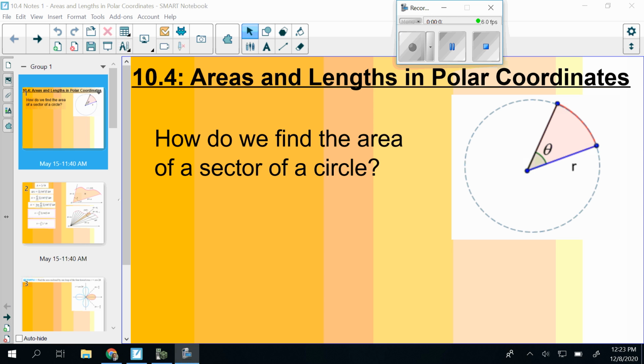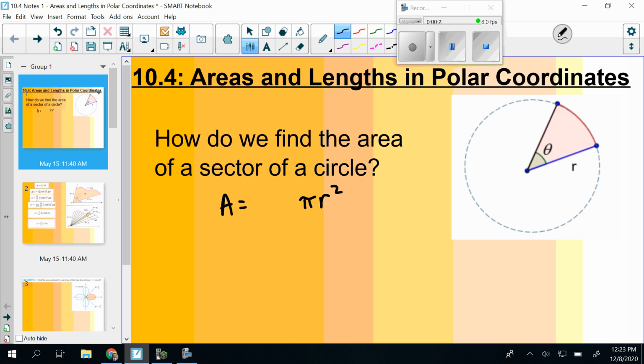We're going to talk about how you find area in polar form. So to start with, we're going to go back to a circle. If we have a circle and we want to find the area of a sector of that, what do we do? Well, we know how to find the area of a whole circle. Area of a whole circle would be pi times radius squared, whatever this radius might be over here.